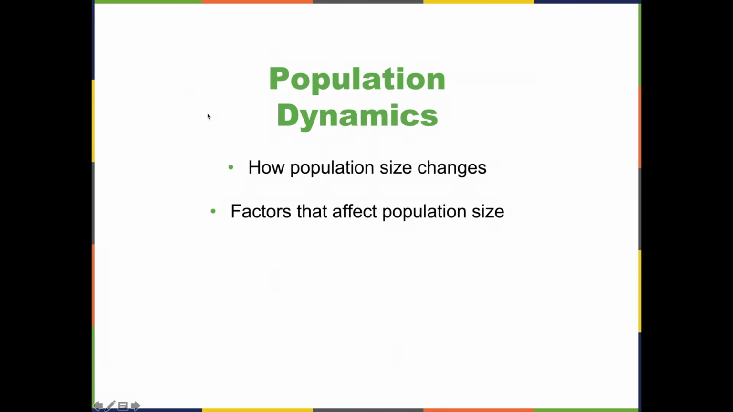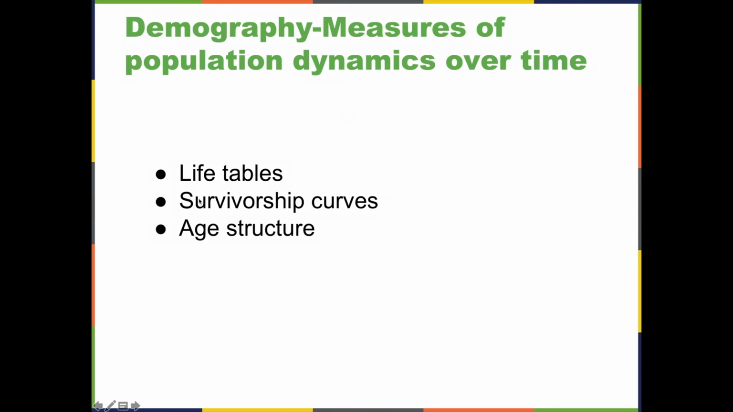Another thing that population ecologists measure is population dynamics. What does that mean? That means they measure how population size changes over time, and they also study what factors affect how a population changes in size. So what are some of the tools used to look at population dynamics? One way is by looking at demography tools, which measure population dynamics over time. Some of the tools are life tables, survivorship curves, and age structure of the population, which I'm going to describe in the next few slides.